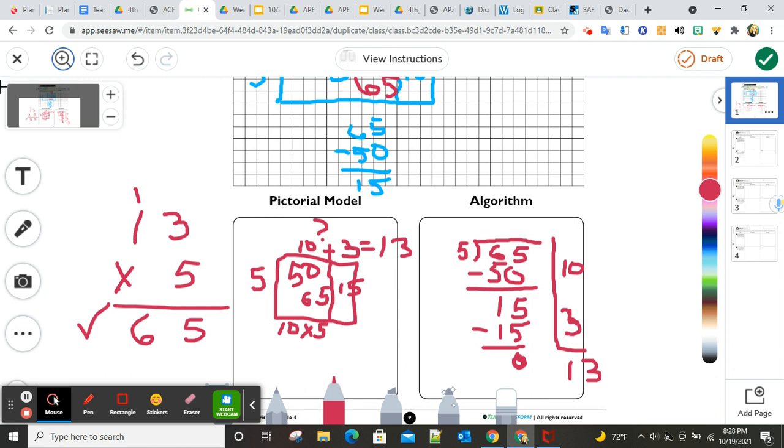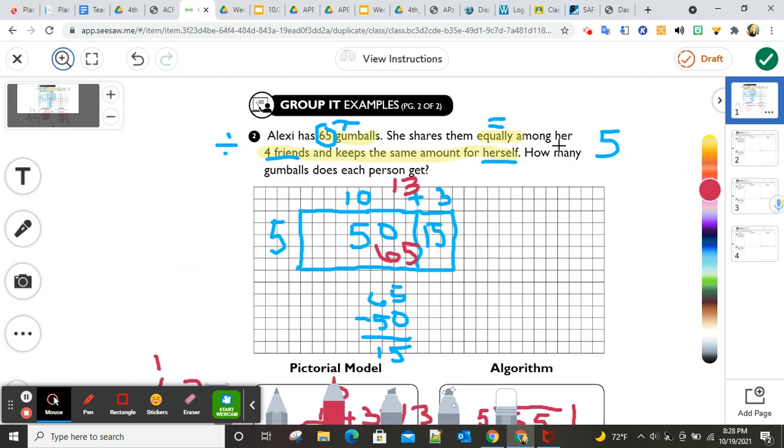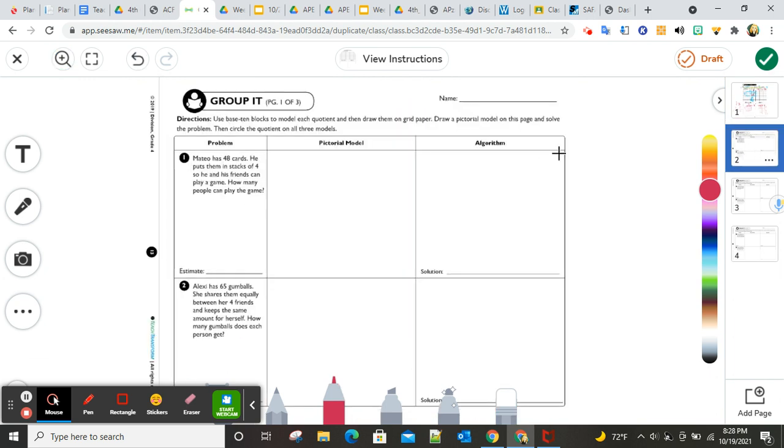So if I look back up at my problem, I found out that each person is getting 15 cards. No, 13 cards, excuse me. 13 cards. Each person gets 13 cards. You have a couple more problems to do. There are actually 6, and it has room for a pictorial model and an algorithm.